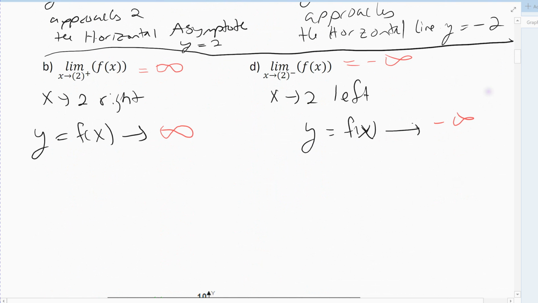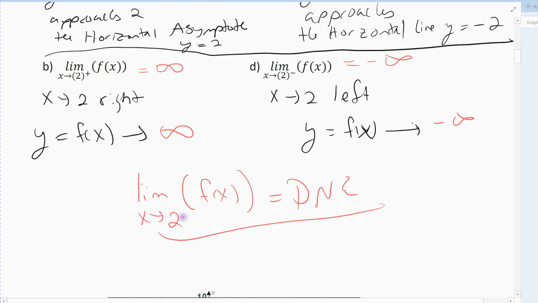And so we'd say in this case, the general limit, I didn't ask for it, but the limit as x approaches 2 of f of x does not exist in that case, right? Because one side's approaching infinity and one side approaching negative infinity. So we'd say the general limit does not exist. All right, so that's a graphical example of infinite limits, and I'm going to do a second graphical example.